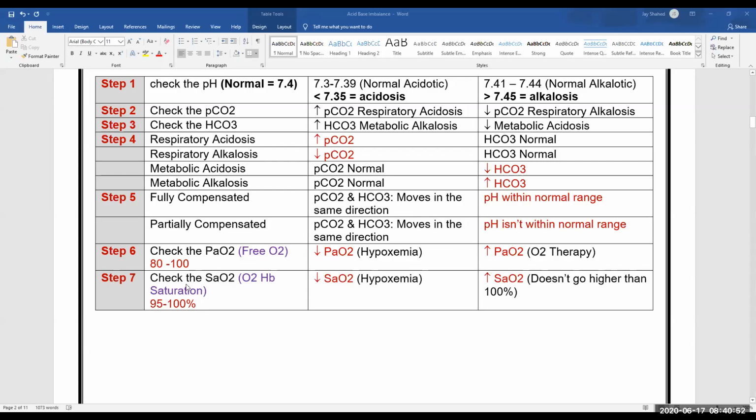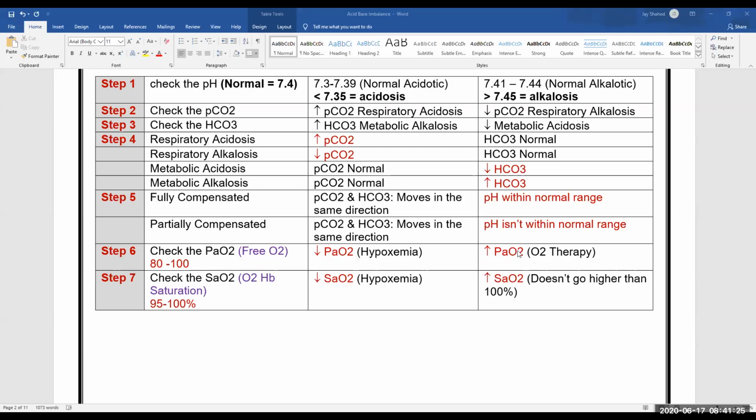At the end, we look at the PO2 and the saturation. This is very important for you to know if you're hypoxemic or not. The patient can come to you, and if their PO2 is low, which is, what did we say, 80 to 100, then they are hypoxemic. Now, we can have more than 100 if you put them on oxygen therapy.